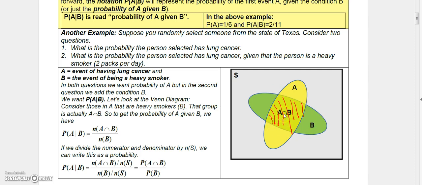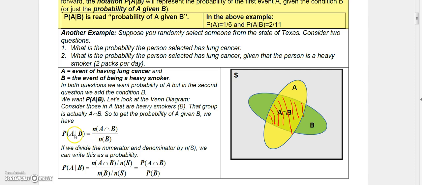So the probability of A given B is simply the number of people in A intersect B divided by the number of people in B. Whereas the probability without the condition would be all of the people in A taken out of the entire sample space, but that's not what I'm after. I'm after the probability that they have lung cancer given they're heavy smokers. So I have this group and I take that group out of the heavy smoker group. So the probability would likely change.